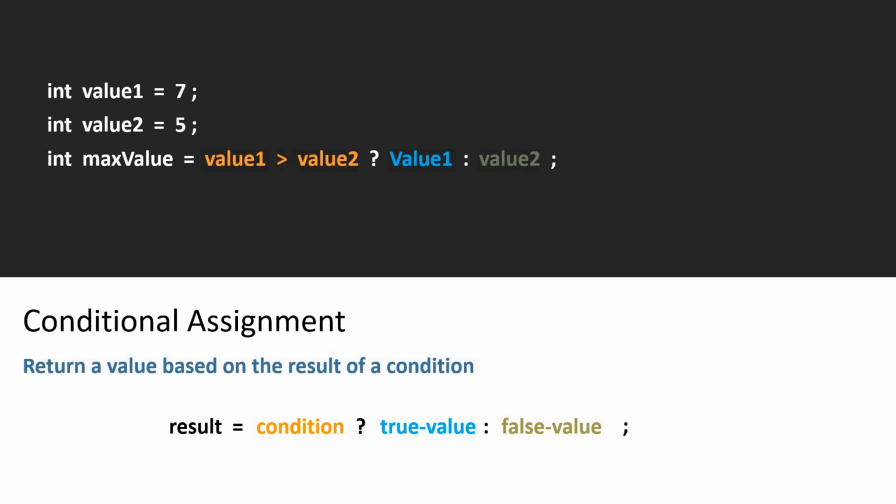So in this case, if we go ahead and print out max value, it's going to print out a value of 7 because value 1 was indeed larger than value 2. So the value of value 1, the number 7, was assigned to max value. Alright, so now in our next clip, let's take a look at the if-else statement and how we can chain together if-else statements.